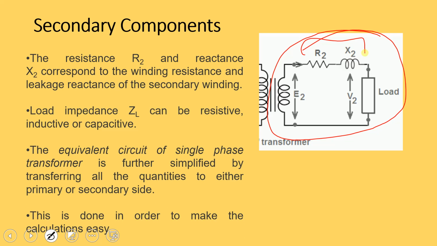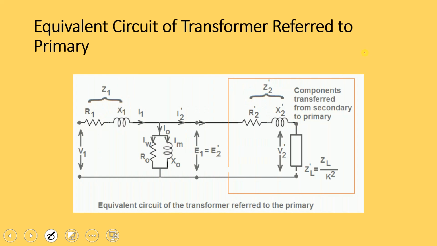The equivalent circuit of a single phase transformer is further simplified by transferring all the quantities to either the primary or secondary side. This is done in order to make the calculations easier. This is the complete equivalent circuit, when we are having the two sides, primary side and secondary side. But in the equivalent circuit, we can move the secondary side towards the primary.